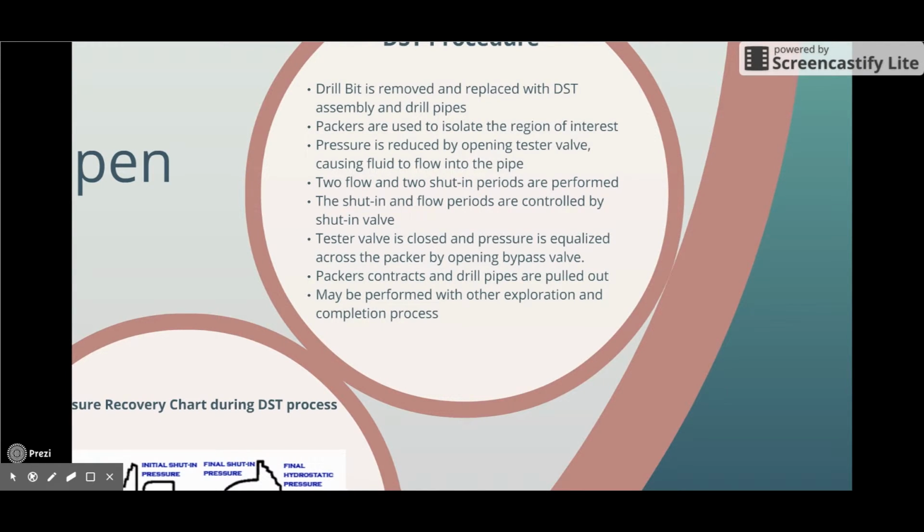Now move on to the equalizing part of the procedure. The weight is taken off the string and the tester valve is closed. This opens the bypass valve and therefore pressure is equalized across the packer. Next, removing the packer and pulling out the hole. The weight is taken off the packer by pulling the string. The packer contracts and the drill pipes are pulled out from the hole.